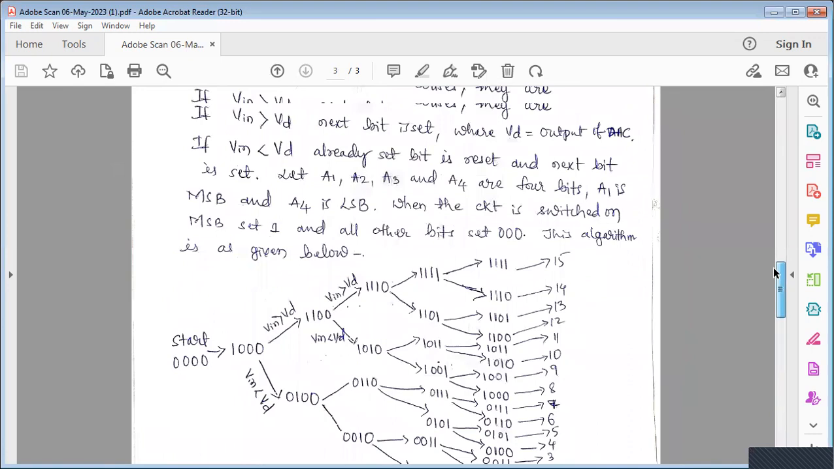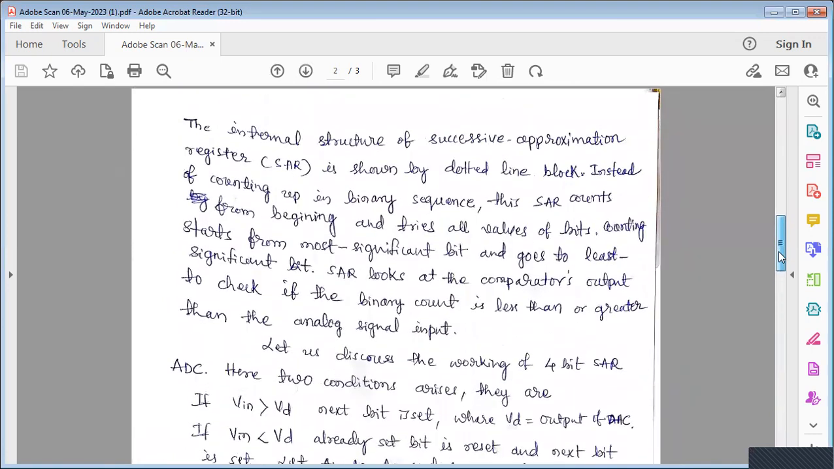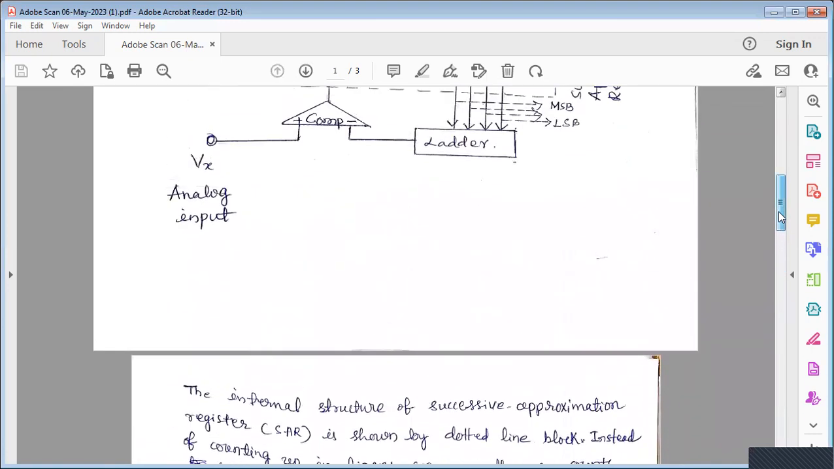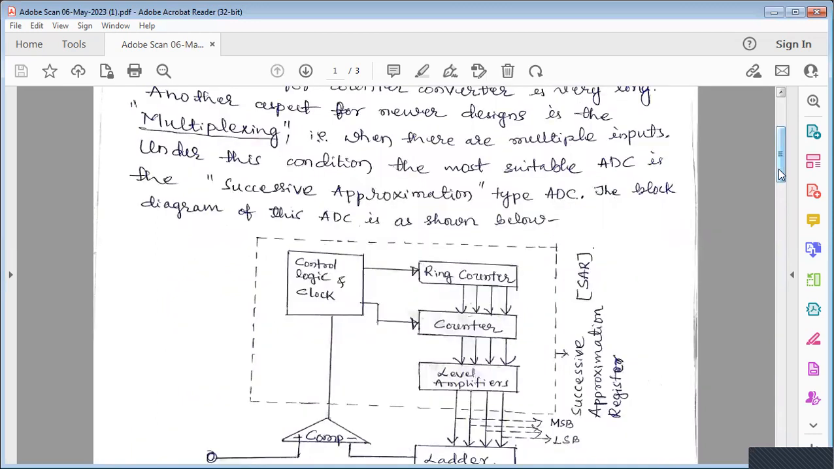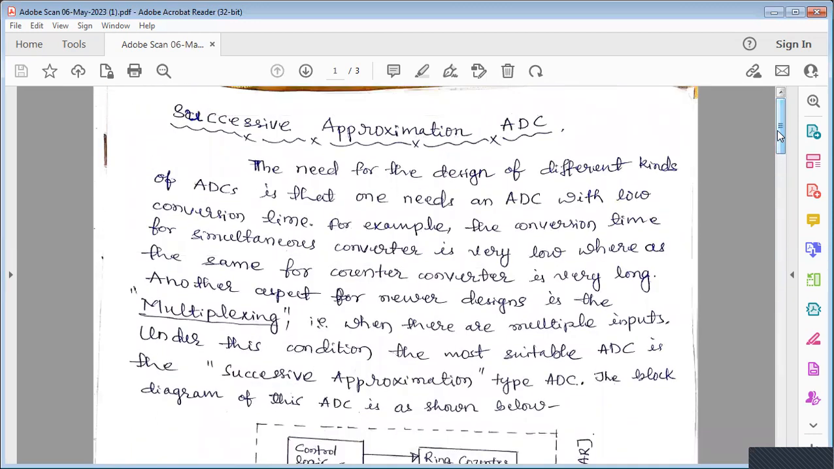So this is about successive approximation ADC, and in the next session I am going to discuss one more, the last ADC, which is called the dual slope ADC.